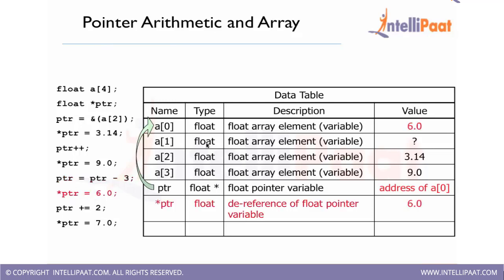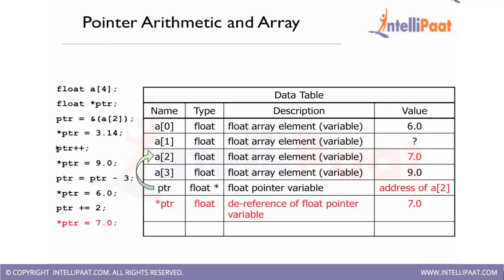Again I am changing a of 0 to 6. I am adding ptr plus equal to 2, so ptr will point to a of 2. I am reassigning it to 7, so it will point to 7. So this is how all the operations work.